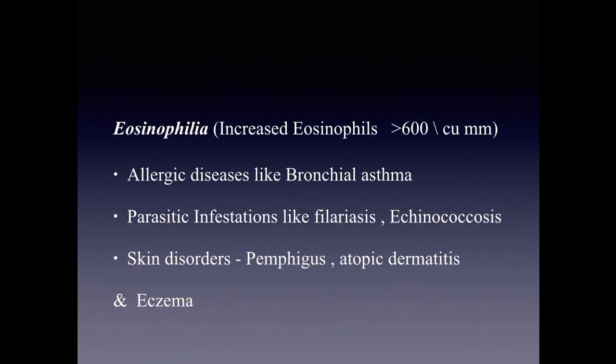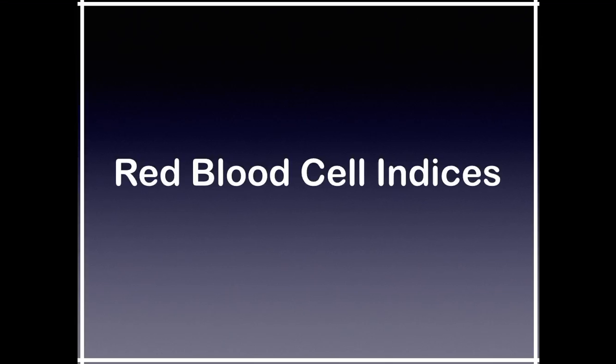Eosinophilia is nothing but increased eosinophils more than 600 per cubic millimeter. So which is seen in allergic diseases like bronchial asthma, then parasitic infestations like filariasis, echinococcosis, and some skin disorders like eczema. Now finally coming to the red blood cell indices.